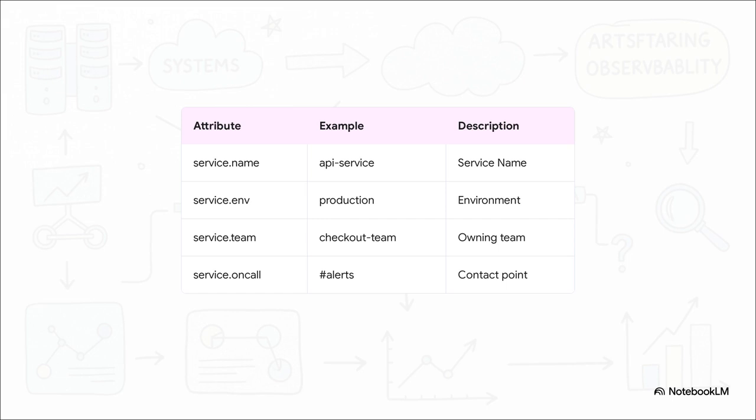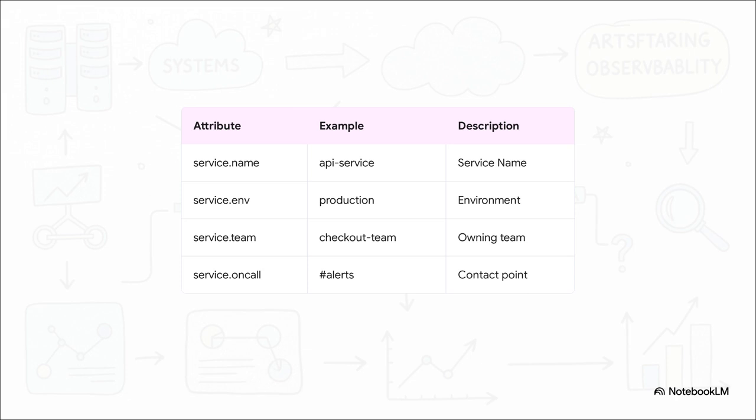By injecting these foundational service attributes right into the event, you immediately know exactly who owns the system and who to page. Imagine looking at a massive latency anomaly and instantly seeing that the checkout team owns this microservice. And hey, their on-call Slack channel is right there, #checkout_alerts. You don't have to go digging around in a dusty internal wiki page that hasn't been updated in 6 months just to figure out who to wake up.